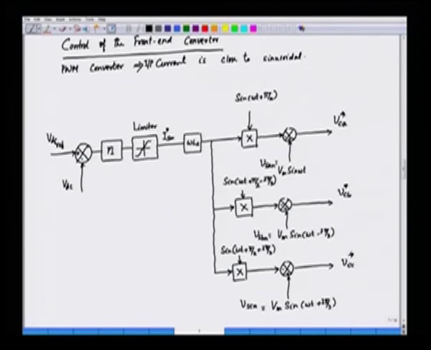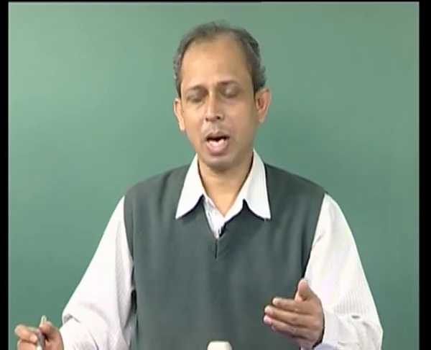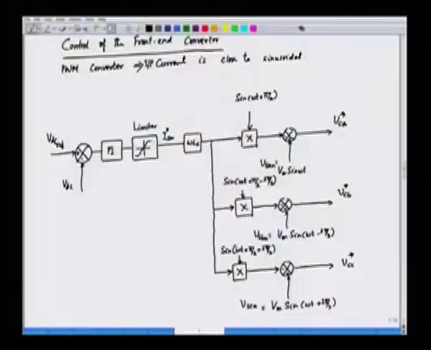Now, these are the equations that we are implementing from the phasor diagram. From the vector equation, we are converting the corresponding equation into the time domain, and we are generating the reference signals for phase A, phase B and phase C voltages of the front end converter. Once the voltages are known, VCA star, VCB star and VCC star, we can feed this to the modulation block to generate the modulating signals and the drive signals for the front end converter.